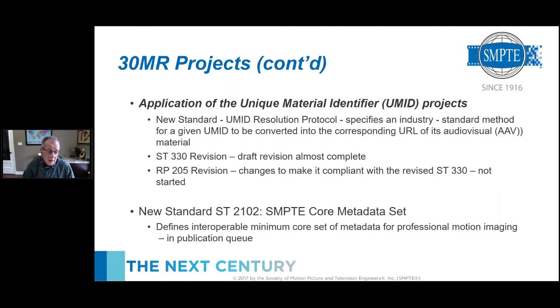And then a brand new standard that is getting close to publication. It's actually all approved now, and it's in the publication queue, ST2102, which is a core metadata set. So it's an interoperable minimum set of metadata for professional motion imaging. So it's sort of tried to encapsulate all the basic things that anybody working in the motion imaging industry would need to specify and to make sure that everybody's doing it the same way. So look for that shortly in the digital library.